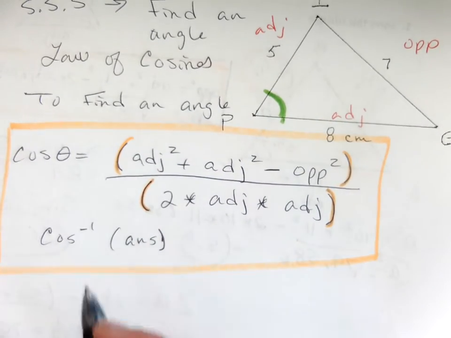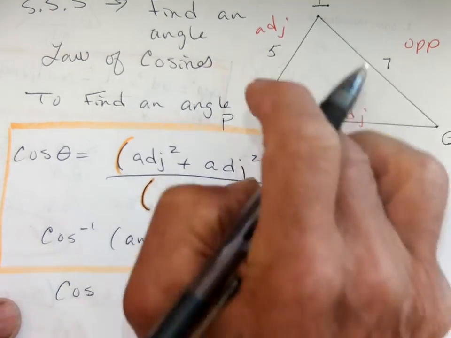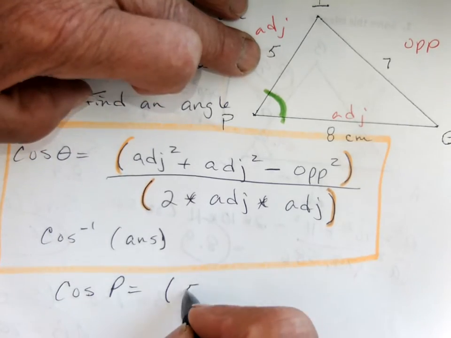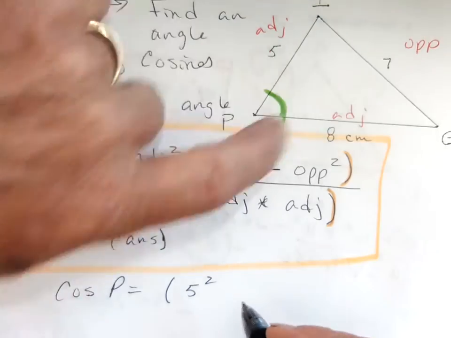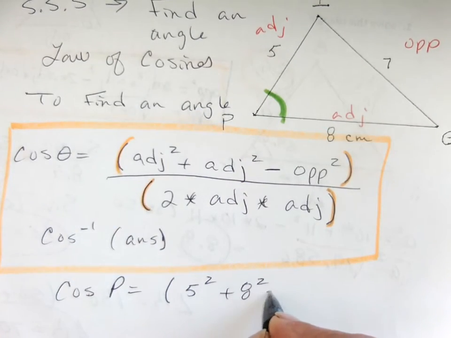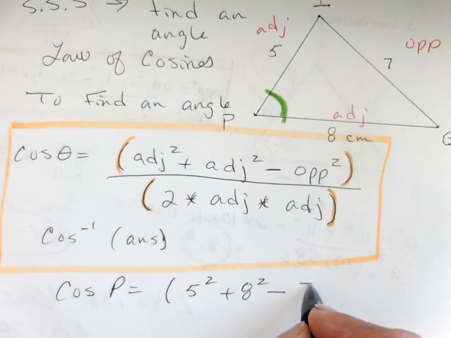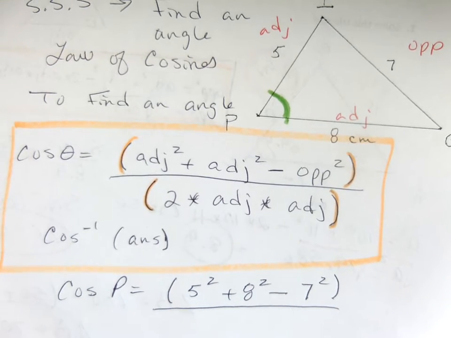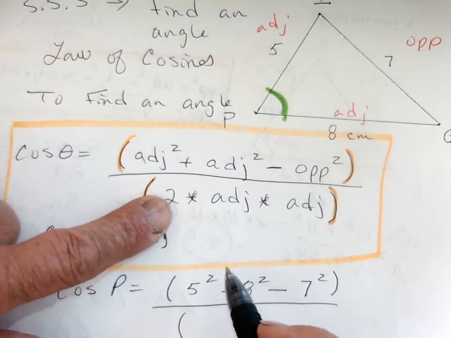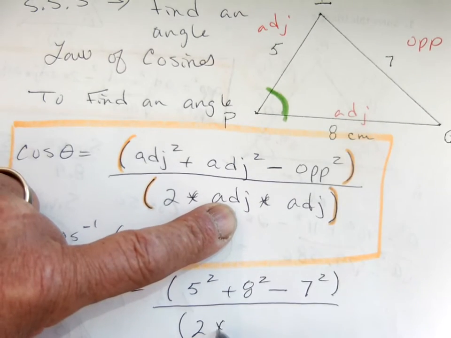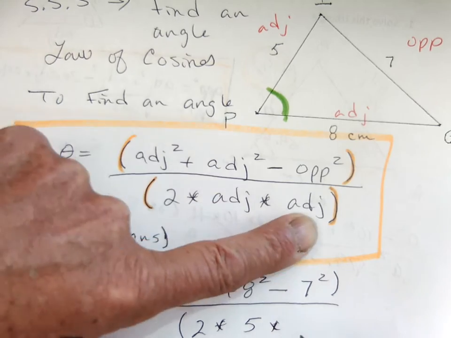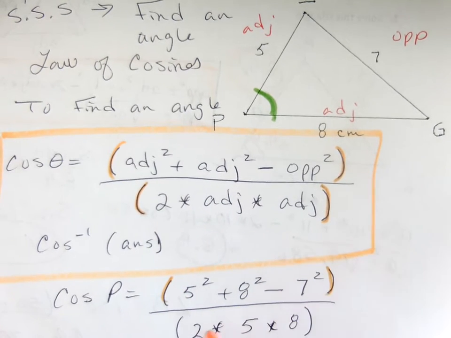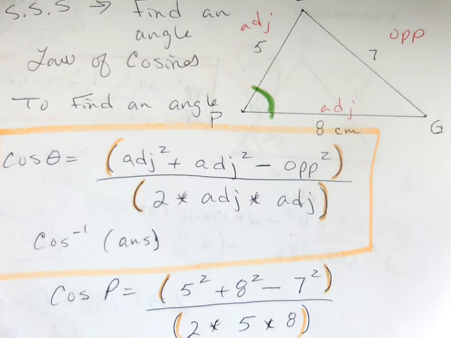So let's set up a formula, okay? I'm going to use my formula. Cosine of angle P equals, parentheses, adjacent squared, so 5 squared, plus my other adjacent squared, plus 8 squared, subtract my opposite squared, which is minus 7 squared, parentheses, divided by parentheses, 2 times my adjacent side, which is 5, times my other adjacent side, which is 8, okay? I should get a decimal. I'm going to be careful of my parentheses, right? Okay, all right, so here we go.